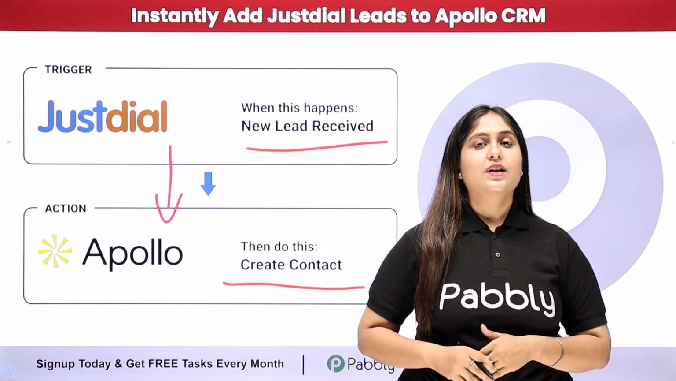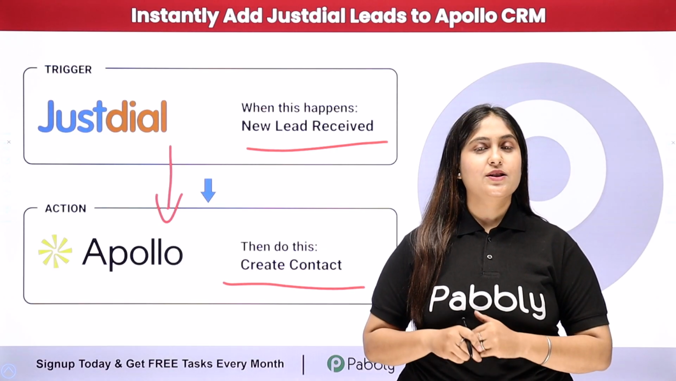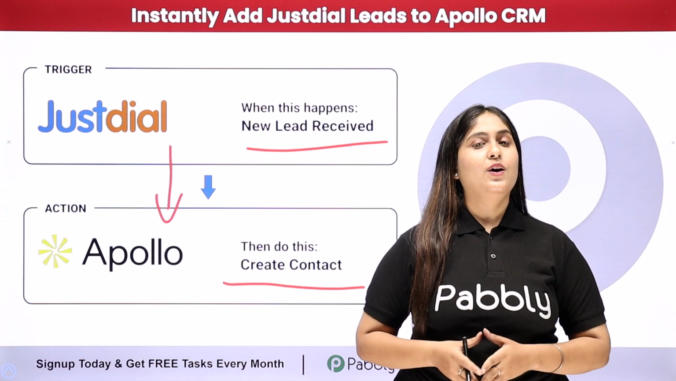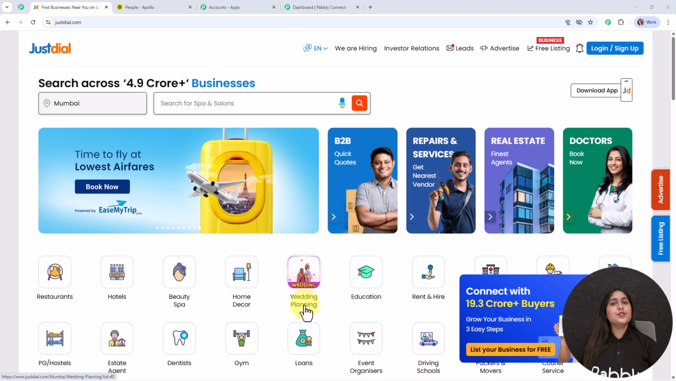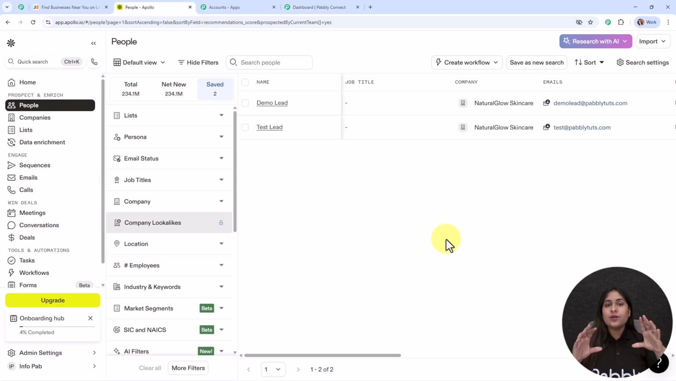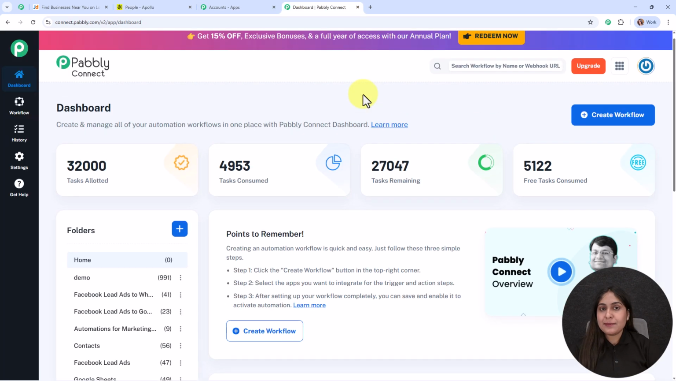So now here to see the working of this automation and to learn this process step by step, let me take you all to my screen. Welcome to my screen. So as you all know that in this video what we are going to do is that we are going to send our Justdial leads as a new contact in our Apollo.io account. So now here to build this automation, we will connect our Justdial account with our Apollo account using an automation software named Pabbly Connect.